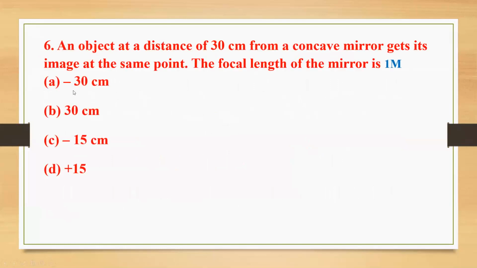An object at a distance of 30 centimeters from a concave mirror gets its image at the same point. The focal length of the mirror is dash. This is actually a 1 mark question. Okay, options are given. We have to opt for that.